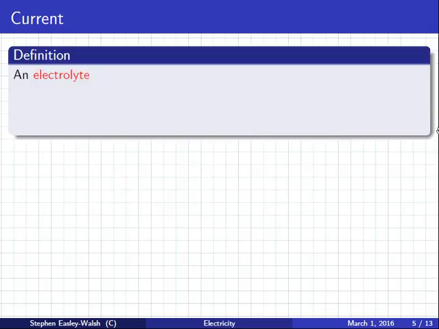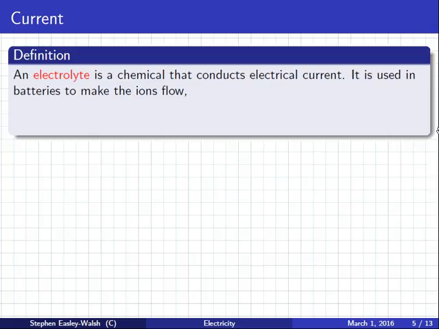An electrolyte is a chemical that conducts electricity. In chemistry you have conductors and insulators, and metals are conductors, and a current can travel through the conductor. An electrolyte is a chemical, usually a liquid, that allows electric current to travel through it. So it's a conductor as well, but it's a chemical, a liquid. It's actually what's used in batteries. And it's not electrons that flow, but ions. And you've studied ions, of course, in chemistry. So ions can be both positive and negative.